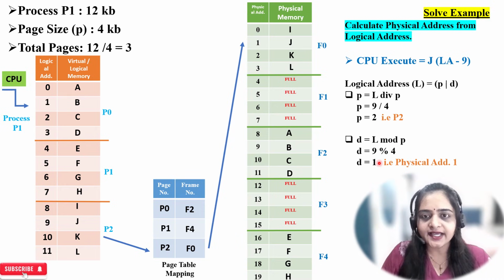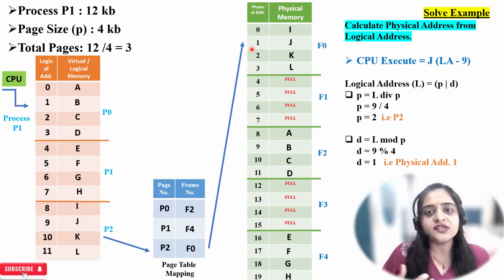So L means 9, mod means remainder. So 9 mod 4, and the answer is 1, meaning physical address 1. See here, J is stored in physical address 1. So in this way the CPU executes a particular program.